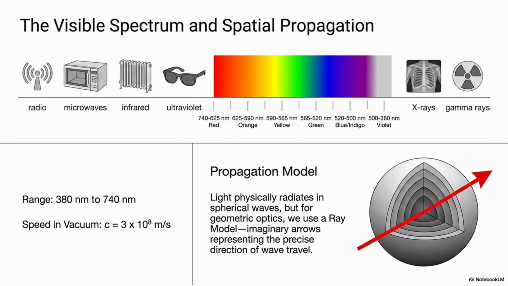But doing practical math with expanding 3D spheres is just an absolute nightmare. I bet. So for geometric optics, the presentation introduces the ray model. We basically draw imaginary straight arrows pointing in the exact direction the wave is traveling. Wait, I have to push back on that. Why use imaginary straight arrows if the reality is a giant sphere? Isn't that just faking the physics to make the math easier?